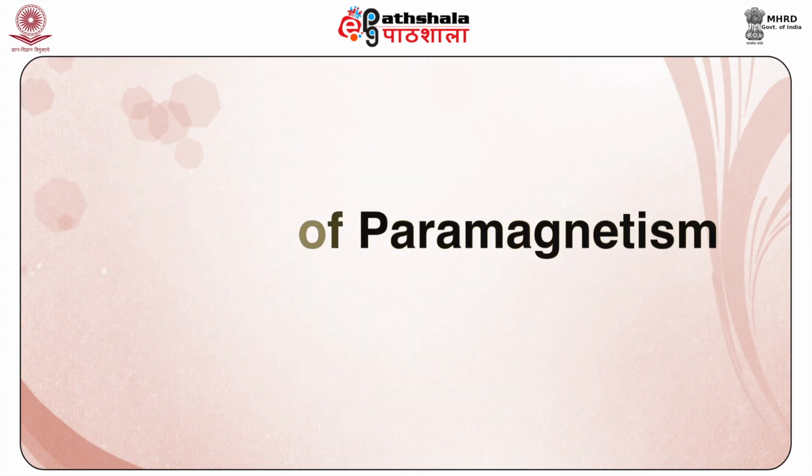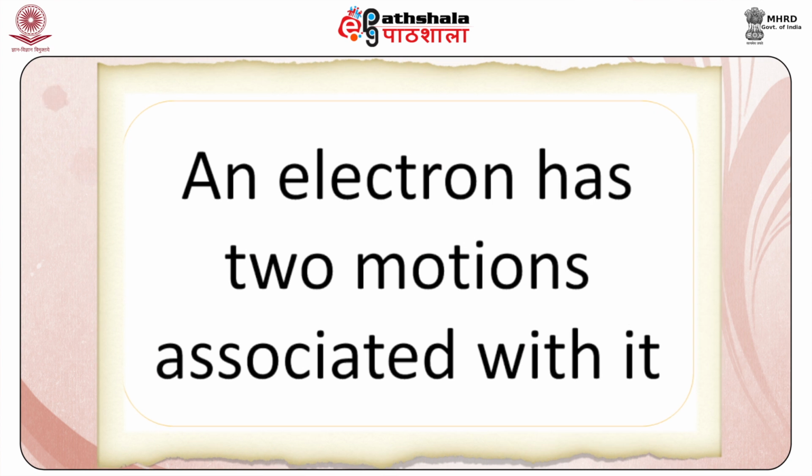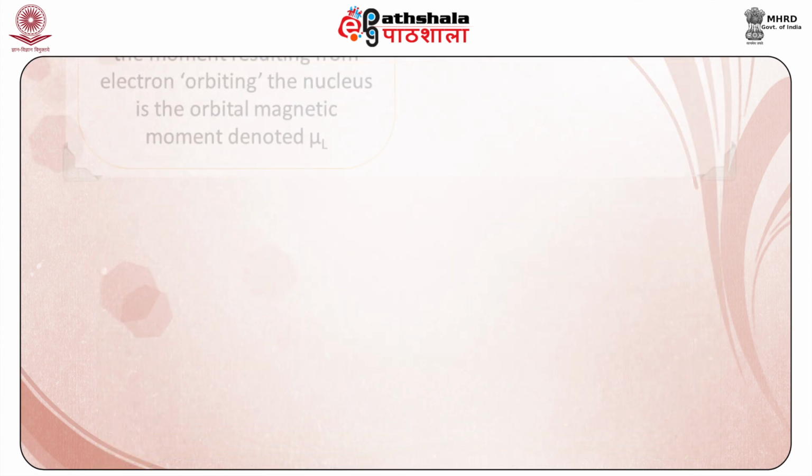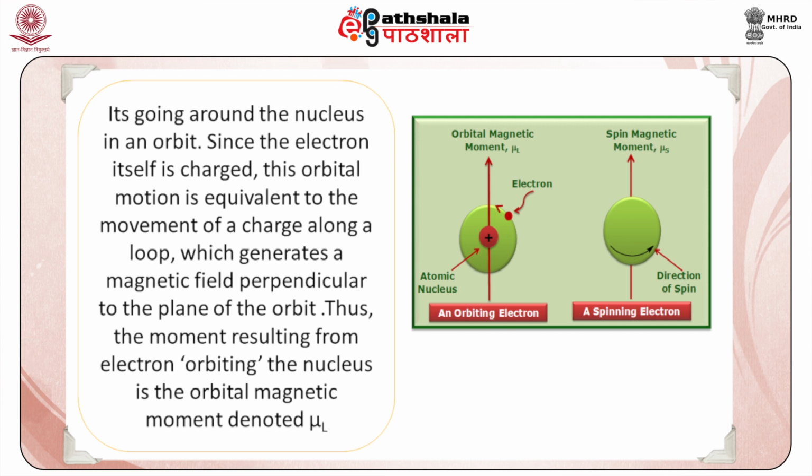Sources of paramagnetism. An electron has two motions associated with it. First, it's going around the nucleus in an orbit. Since the electron itself is charged, this orbital motion is equivalent to the movement of a charge along a loop, which generates a magnetic field perpendicular to the plane of the orbit. Thus, the moment resulting from the electron orbiting the nucleus is the orbital magnetic moment, which is denoted by mu L.